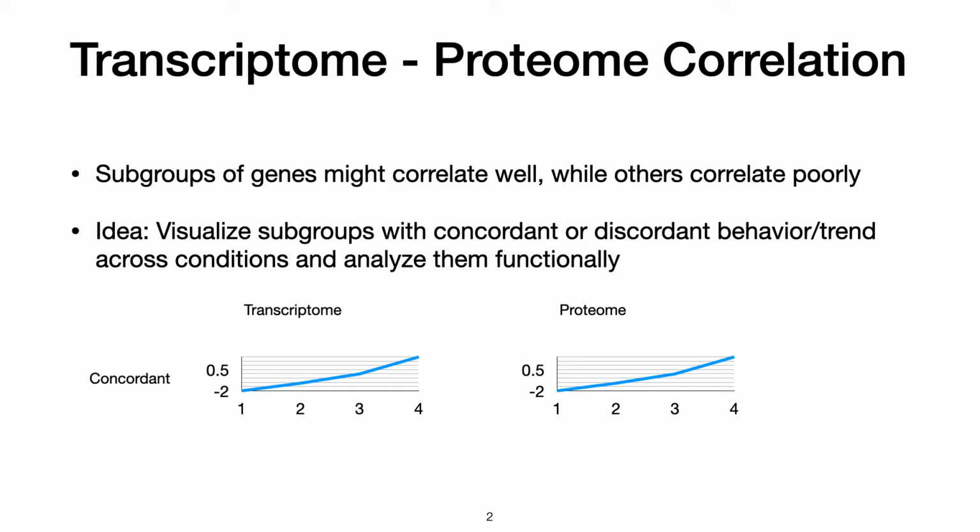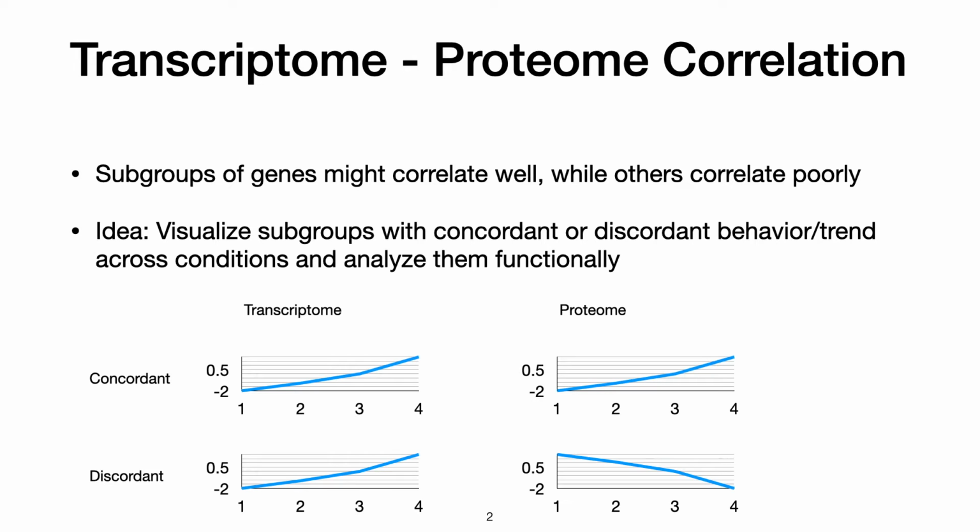When I talk about a concordant trend of a gene, I mean a trend that is the same in the transcriptome and in the proteome. For example, a trend that is continuously increasing in both datasets, which you can see here. In contrast, a discordant trend is a trend that is different in both datasets, for example, increasing in the transcriptome and decreasing in the proteome.